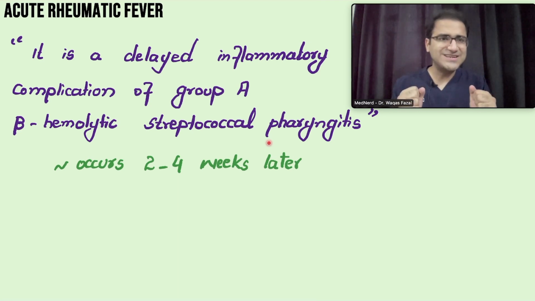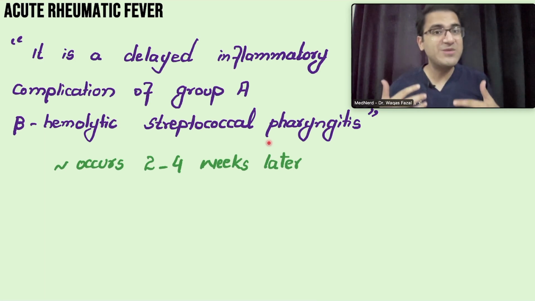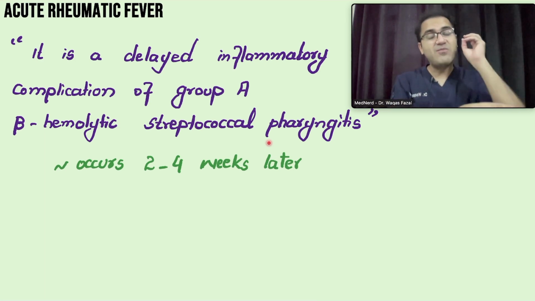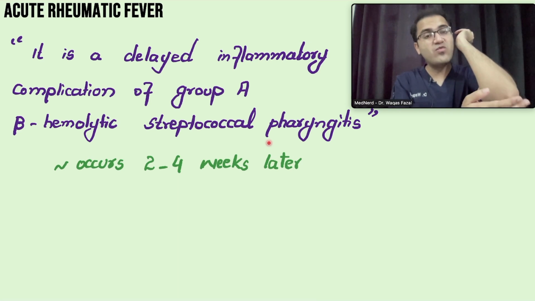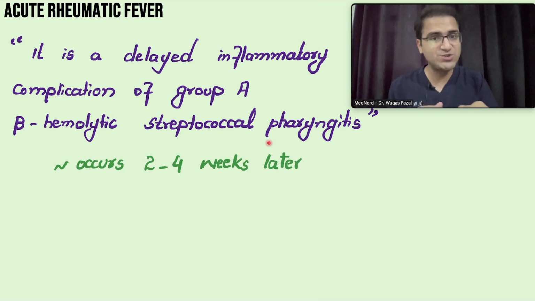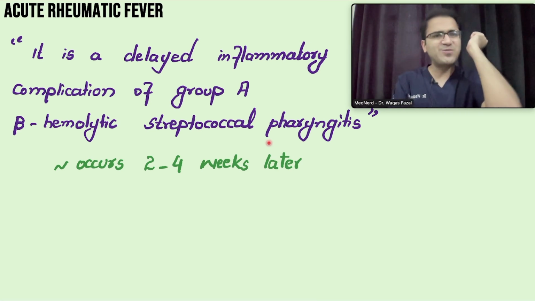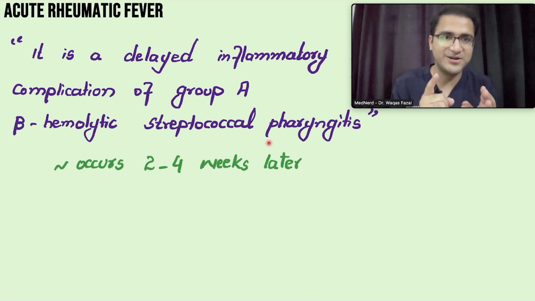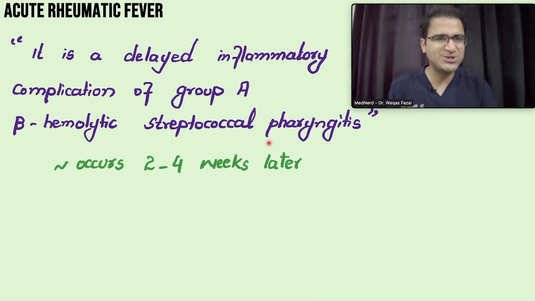Then 4 weeks later, the patient has this non-pruritic, painless rash on the body, a migratory polyarthritis, an arthritis that is migrating from one large joint to another. The patient is also having subcutaneous nodules, and some problem with the heart. This is a classical presentation of acute rheumatic fever.